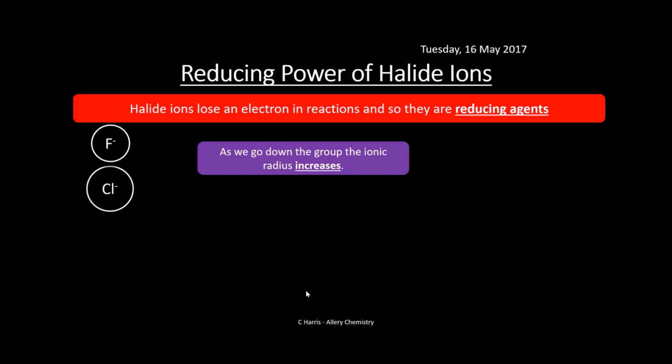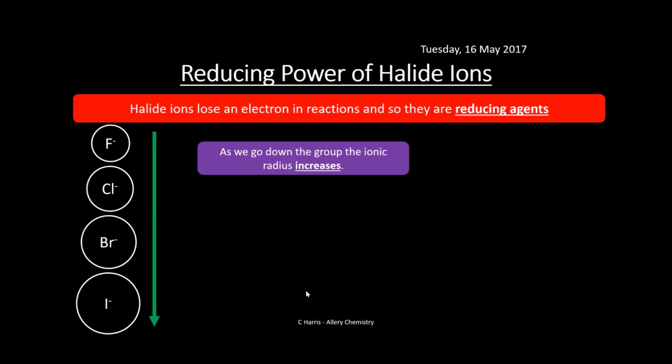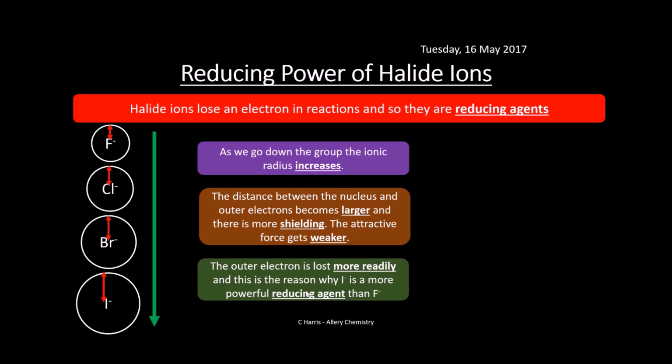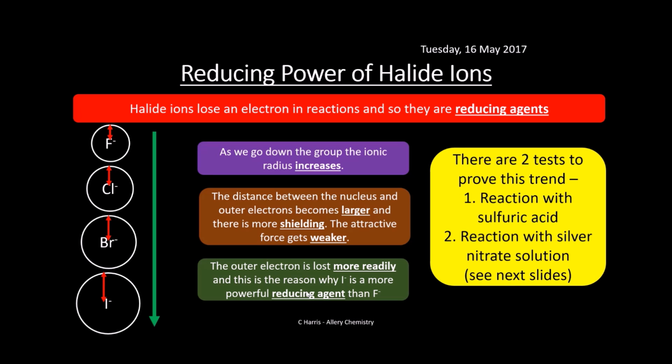Got to know the difference between a reducing agent and reduction. There is a difference. So as we go down the group, the ionic radius increases. We already know that. We've got more shells there, more shielding. And the distance between the positive nucleus and the outer electrons becomes larger, and therefore the attractive force gets weaker. What this means is this outer electron is lost a lot more readily, and this is the reason why I- is a more powerful reducing agent than F-.